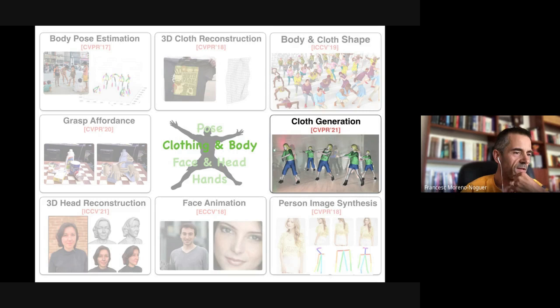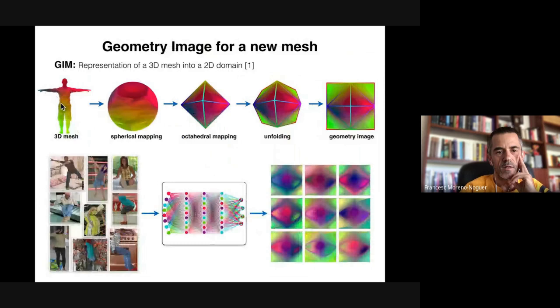Well, what we wanted to find is... Carla is asking what made us think that the geometry image could help us. Always, if you have a two-dimensional representation of your data, in deep learning you can exploit convolutional networks, right? You can apply convolutions on this domain, and this is much simpler to train for a network.